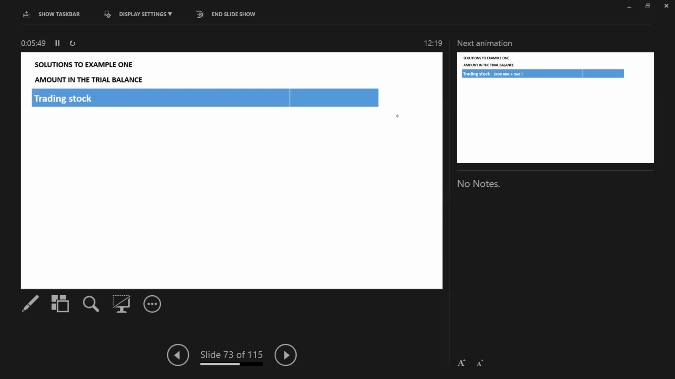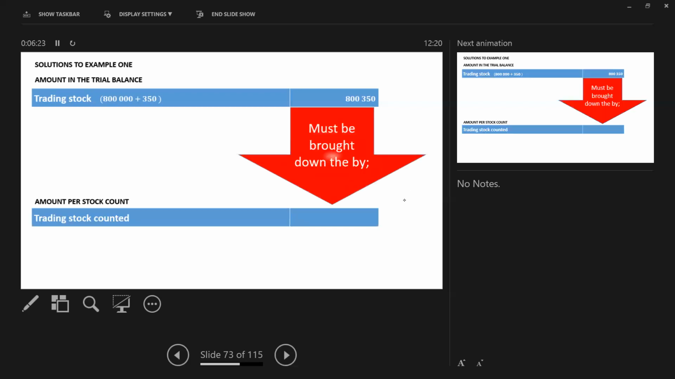We needed to calculate the cost price of 525, not 525,000, sorry for that. We were supposed to calculate the cost price of 525, and it gave us 350. We are going to take that 350, add it to 800,000, because that's what we have done when you recorded this in the trial balance. So the correct value in the trial balance, our trading stock should be sitting at 800,350. However, as per the stock count, our trading stock should be at 770,000, meaning that the one in the trial balance is still incorrect even after adjusting it.